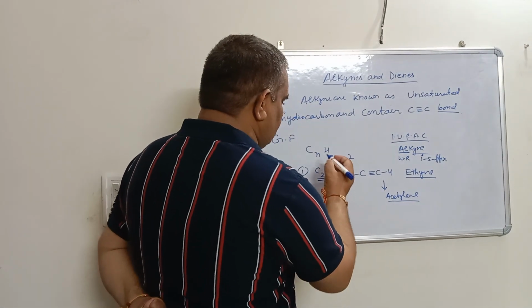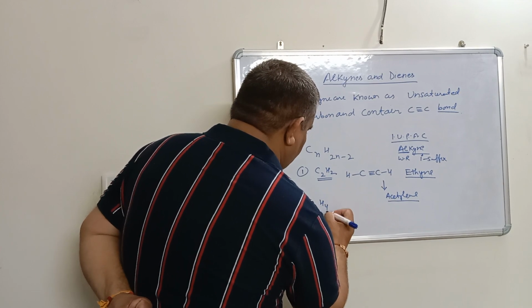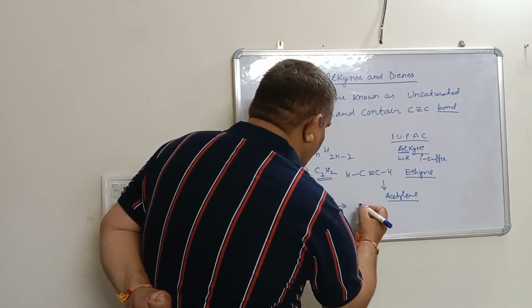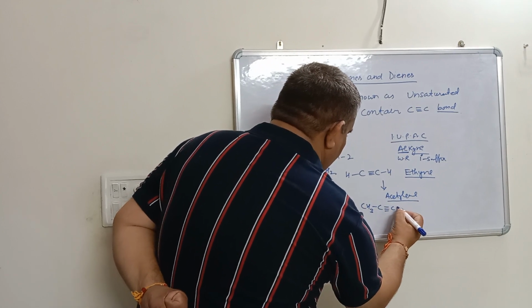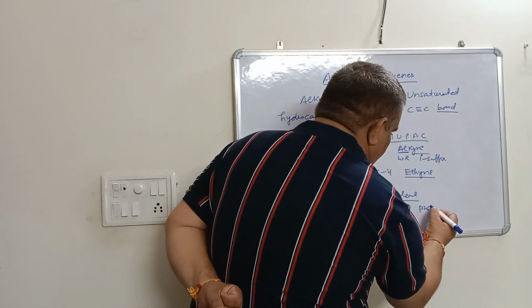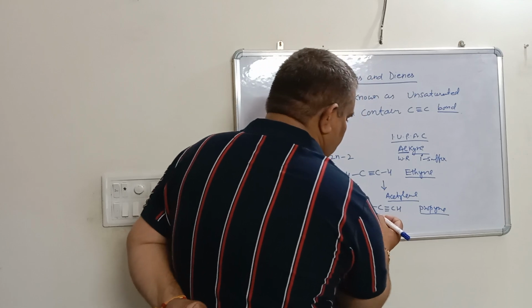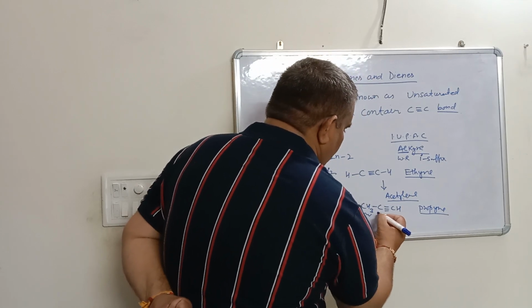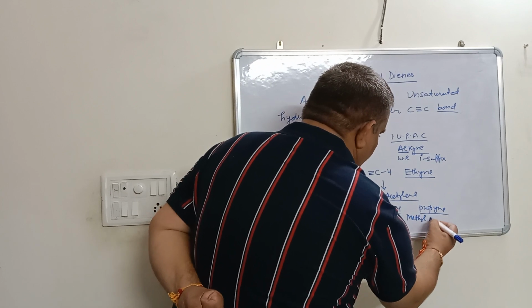And the second member is, put here 3, C3H4, and this is CH3 carbon triple bond CH, 1, 2, 3, the word root is prop, and Yne is the primary suffix. This is propyne, and the common name is methyl acetylene.